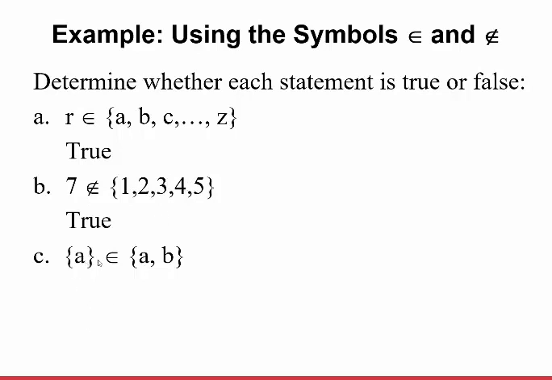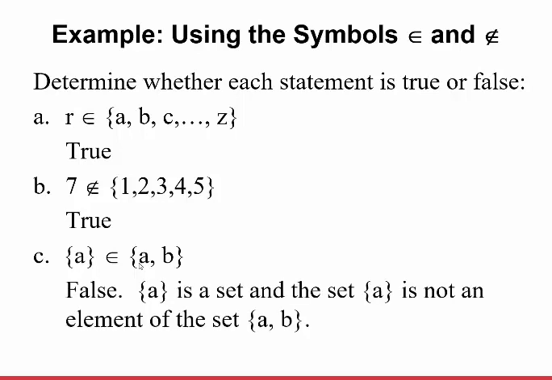This is weird. Set A is an element in set AB. This is actually false because this is a set. Set A is a set, and the set A is not an element in this set. So you have to be careful here. If this had just been A by itself, yes, A is an element of this. But this set is not an element of this set here. So just be careful of that subtle difference.